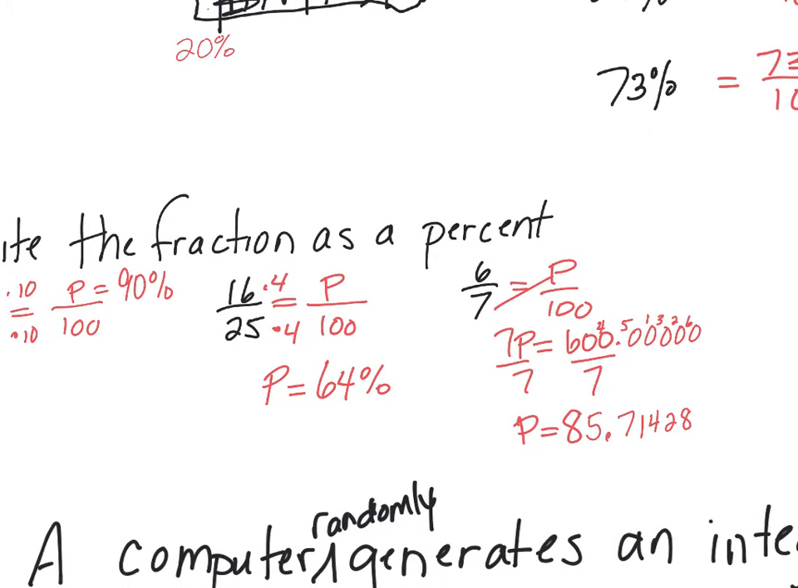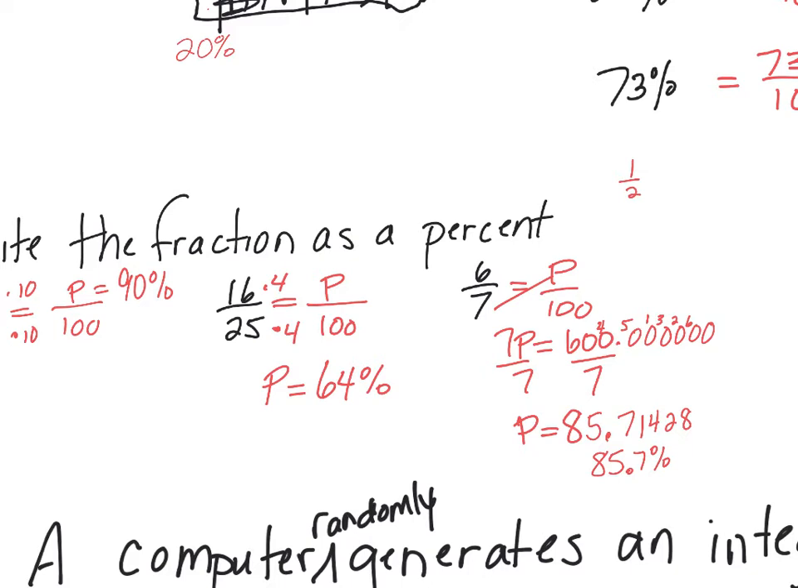Repeating. What pattern repeats here? Sam? 7, 1, 4, 2, 8 is repeating. Go one more. How many do you have left over? 4. 7, 1, 4, 2, 8, 4 is repeating. Okay, so we're going to get about 85.7%.